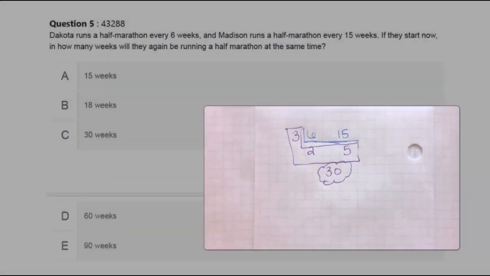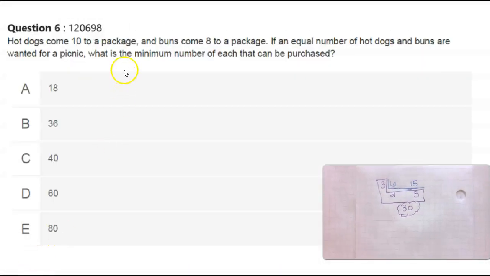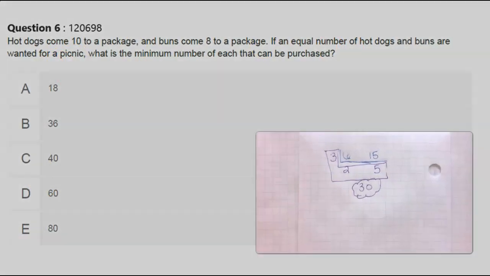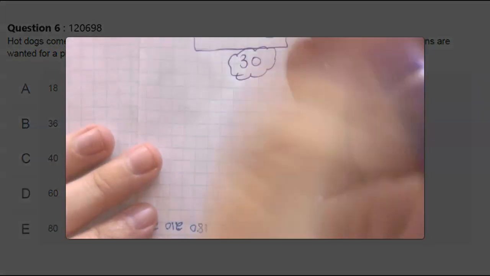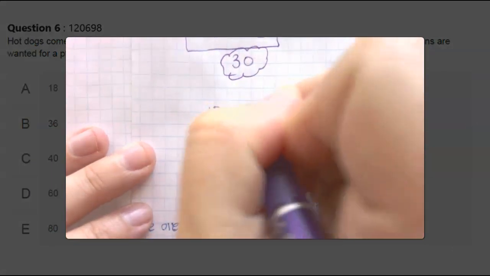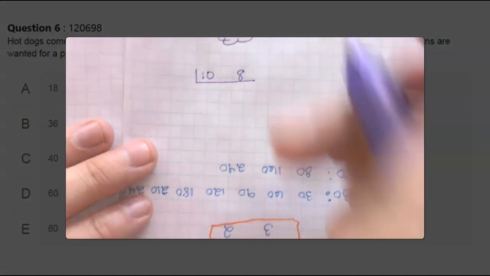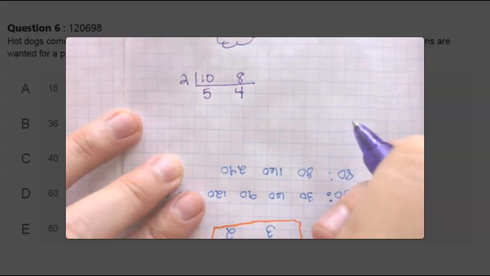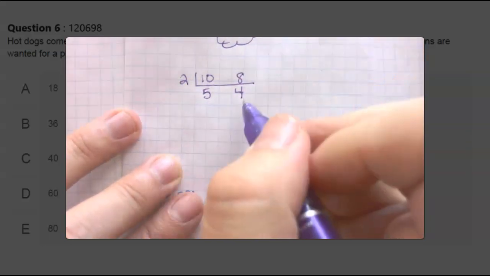All right, last one. Hot dogs come in a package of 10 and buns come in a package of 8, which is a true statement, and this no one ever understands. If an equal number of hot dogs and buns are wanted for a picnic, what is the minimum number you can purchase? Okay, so we are trying to find the LCM of 10 and 8. All right, so we know there's a 2 that goes into both. So we have 5 and 4. Now, 5 is prime. Beautiful. 4 is not. So we're going to do another ladder.